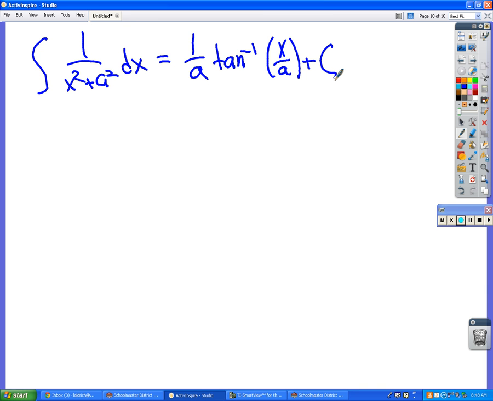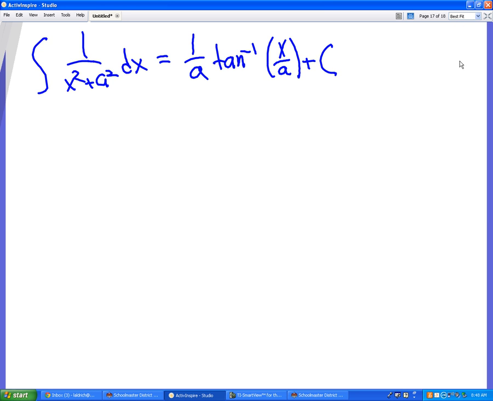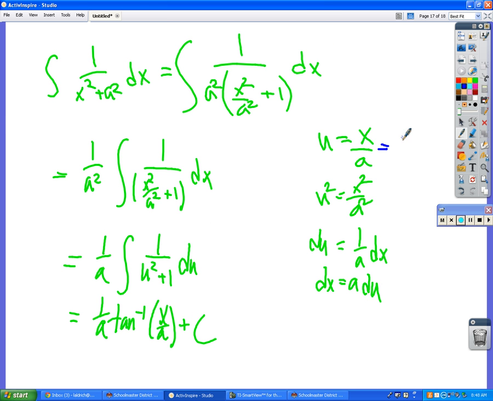I had a question on the last one. When I take the derivative of x over a, I'm thinking of this as 1 over a times x. So 1 over a is just a number like 5. So the derivative of 5x is 5 dx, right? It's just a constant. So the derivative of this is just going to be 1 over a dx.